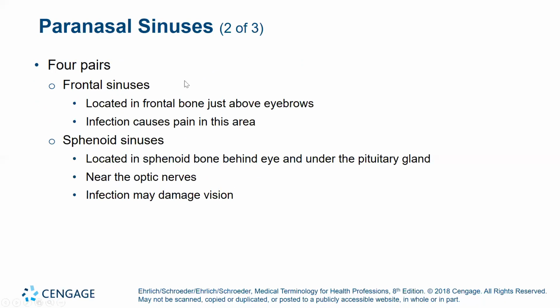We have four pairs. We have the frontal sinuses. These are obviously located in the front, just below the eyebrows. This is where infection causes pain in this area. So if you have a sinus infection, this is where your pain is going to be coming from, due to the frontal sinuses. With the sphenoid sinuses, these are located in the sphenoid bone behind the eye and under the pituitary gland. They are near the optic nerves.